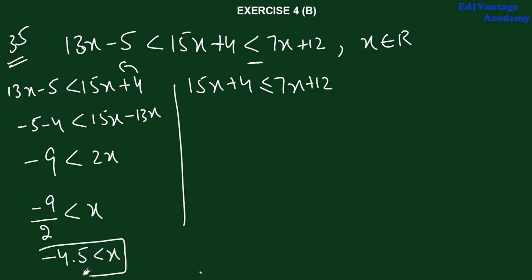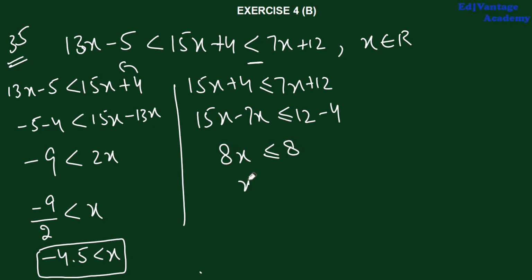I can read it as minus 4.5 is less than x, or x is greater than minus 4.5. Both way you can write it. Read it or write it. So 15x minus 7x is less than or equal to 12 minus 4. That's 15 minus 7 is 8x is less than or equal to 12 minus 4 is 8. X is less than or equal to 8 by 8, which is 1. Okay, so you got x is greater than minus 4.5 and x is less than or equal to 1.